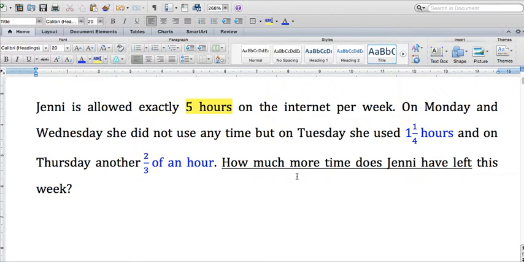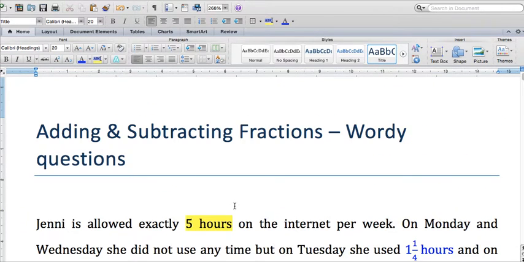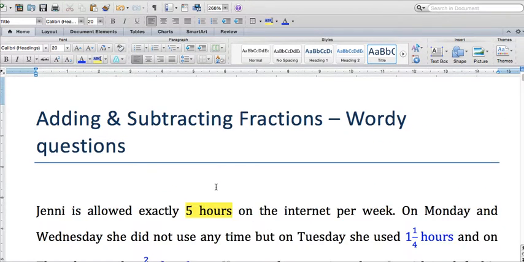I'm just going to be covering some wordy questions on fractions. I'll be really focusing on adding and subtracting fractions.